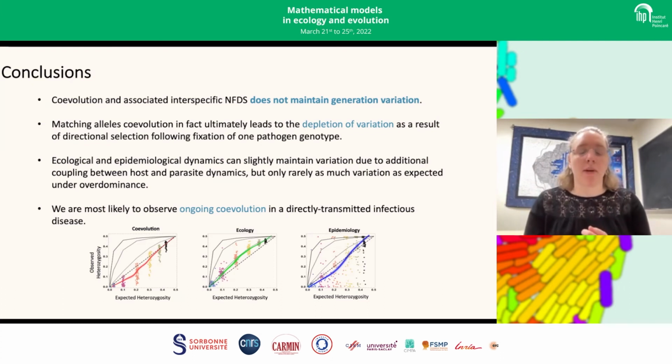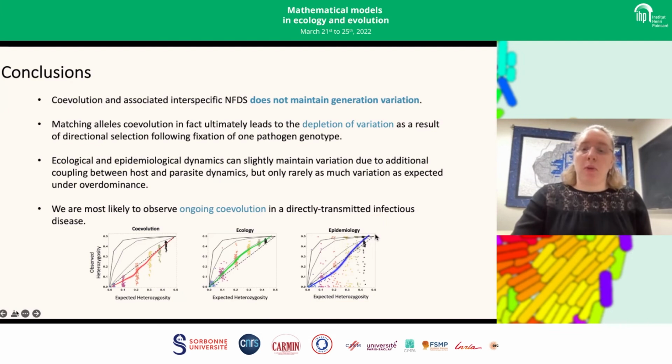So another way to think about the maintenance of variation is that we're only going to see coevolution currently happening in a population if both host types are around and both parasite types are around, which requires the maintenance of variation. So under what conditions are we most likely to observe ongoing coevolution in the natural world?